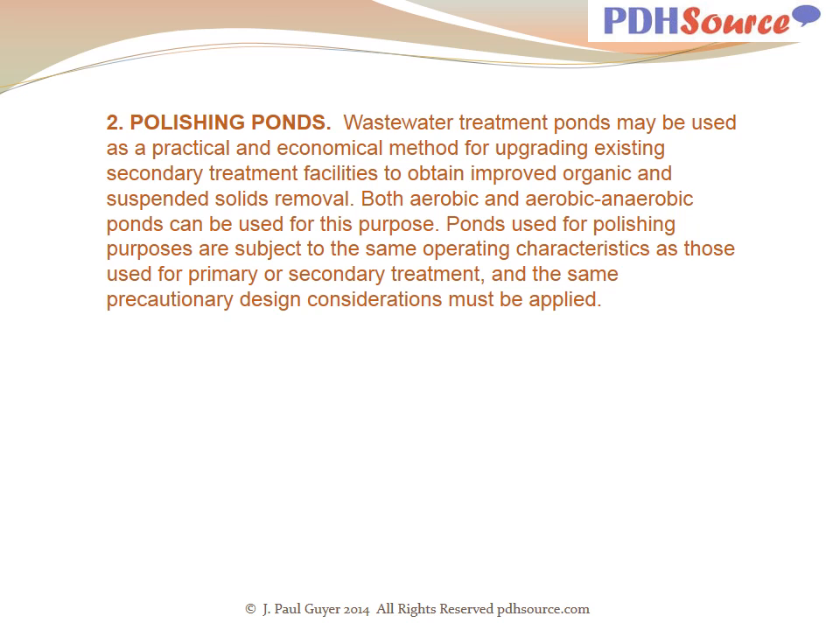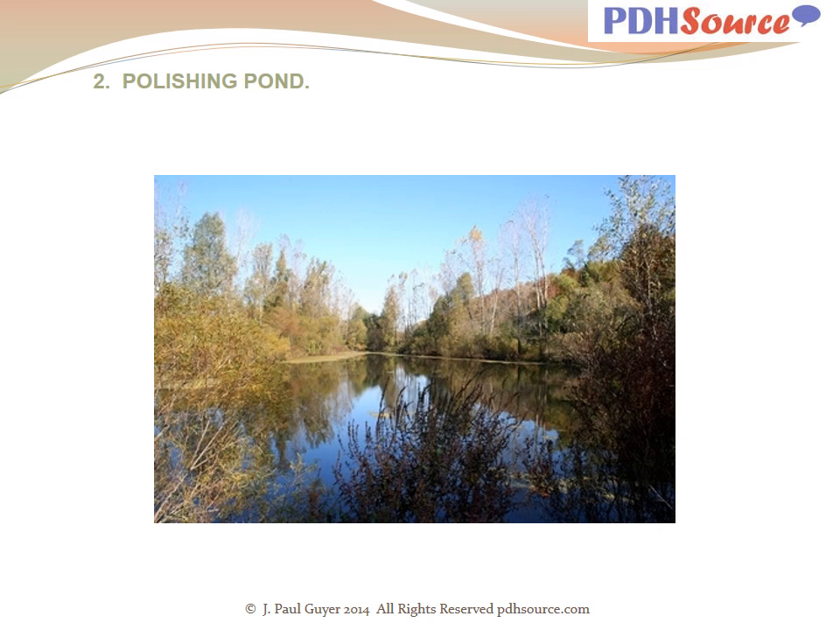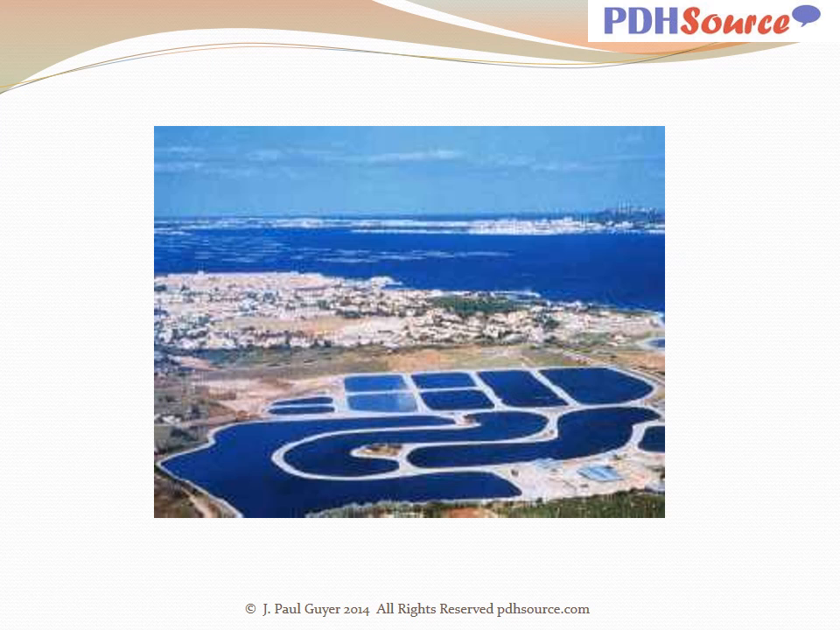Ponds used for polishing purposes are subject to the same operating characteristics as those used for primary or secondary treatment, and the same precautionary design considerations must be applied. Here is an example of a polishing pond in a natural setting. This is an artificially constructed polishing pond.